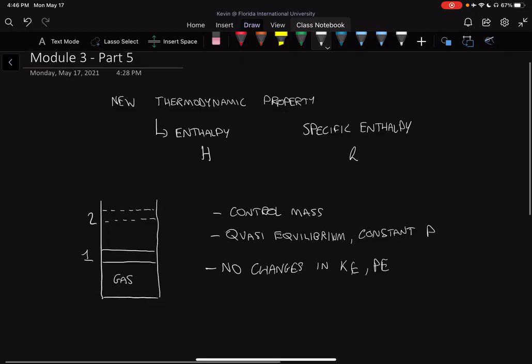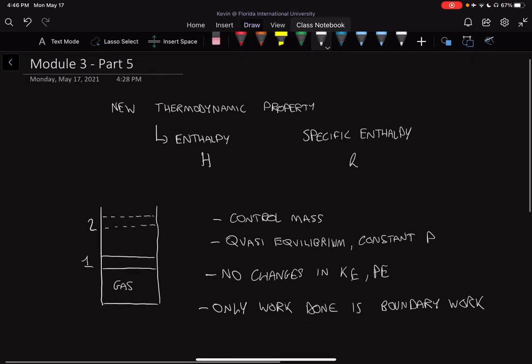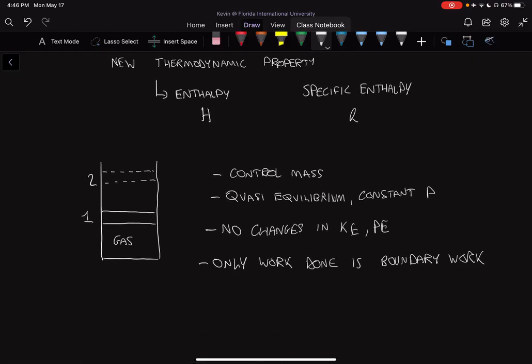And finally, the only work done is boundary work. We're going to assume that the only work done is boundary work, which is really what we were describing in the first 3 lectures of Module 3. So boundary work is the only work associated, and therefore we can apply the first law to this very simple problem. So what if we applied the first law?